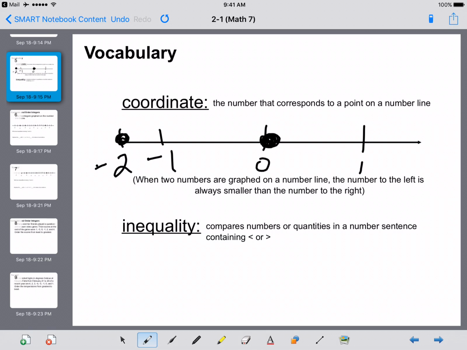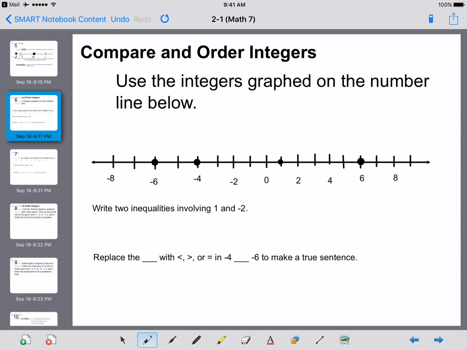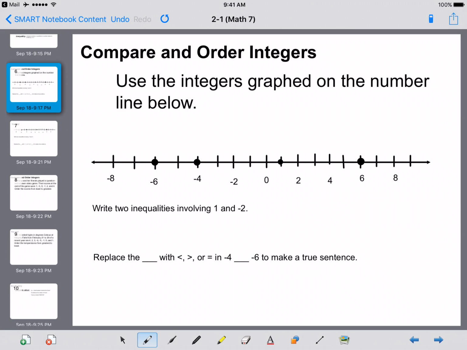And an inequality compares numbers or quantities in a number sentence containing less than or greater than. So we want to compare and order integers. Use the integers graphed on the number line below. So write two inequalities involving 1 and -2. So we've got 1 here and -2 here.